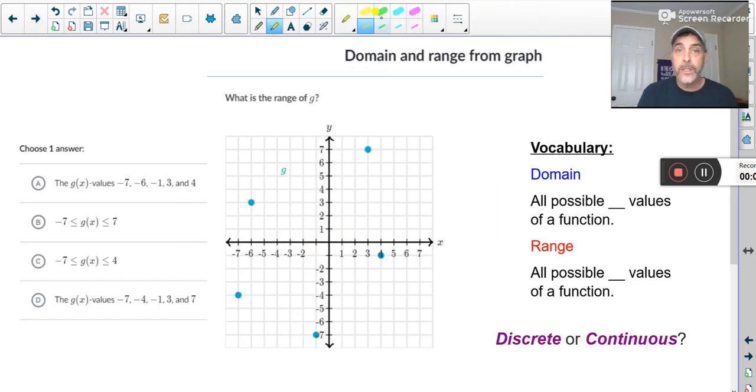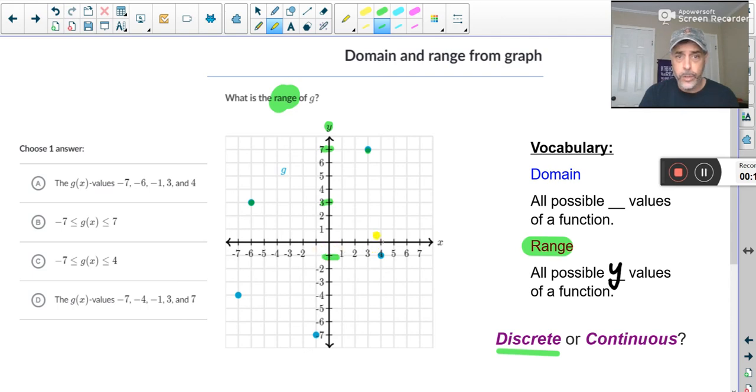Now I immediately look at this word. What is the range of G? I go into my thoughts of range, and my knowledge of range is all possible y values of a function. So now I'm thinking, okay, I'm only going to be concentrating on the y values. So as I look at all of these points, I think these points are clearly separated. This is a discrete function. I'm going to be looking at, there's a y value at 7. This point has a y value at 7. I'm going to look again, there's a y value at 3. That point has a y value at 3. I keep looking, this is the number -1.